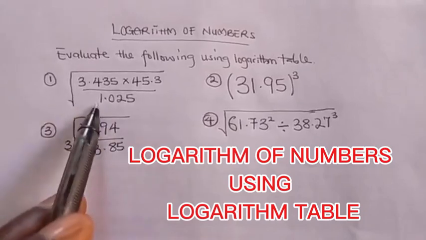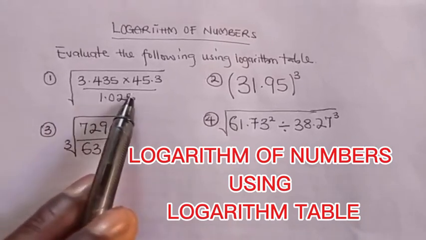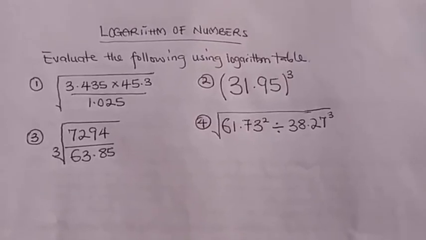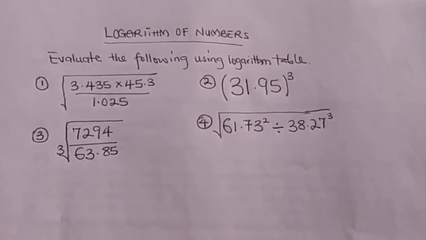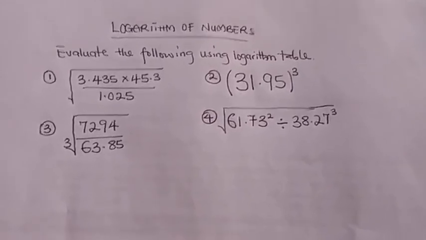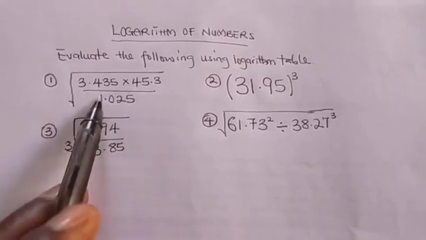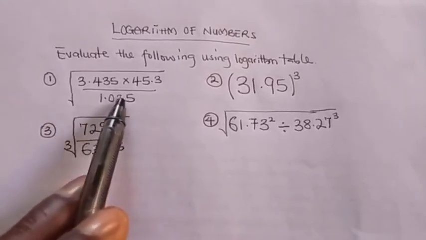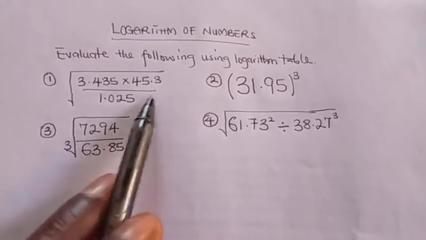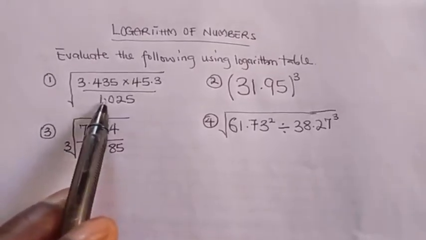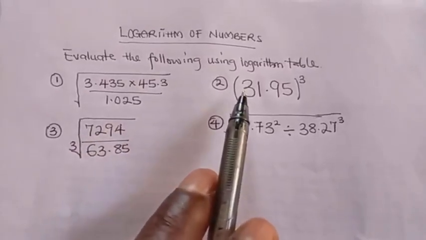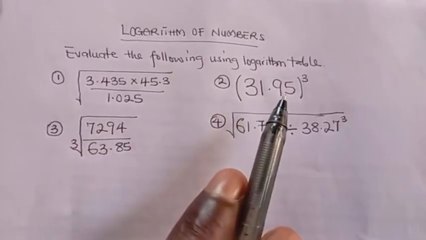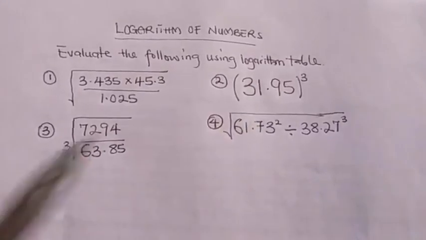Today we'll be looking at logarithm of numbers. Here we have the following questions. Evaluate the following using logarithm table. The first one, we have the square root of 3.435 times 45.3 divided by 1.025. Here's the second one, 31.95 raised to the power of 3.